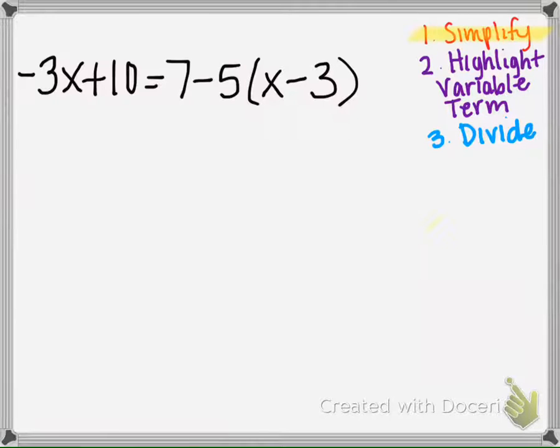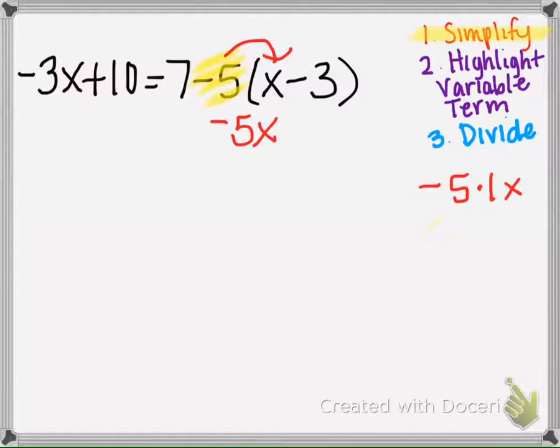Alright, our first step is to simplify. So there's nothing we can simplify here because we don't have like terms. But on this side, we're going to take the negative 5 and multiply it to the x. So negative 5 times x is negative 5x.